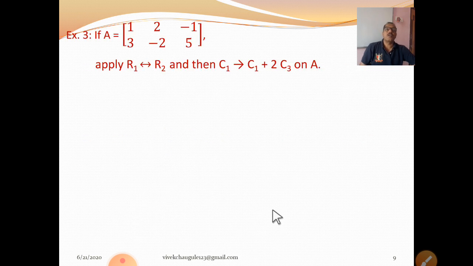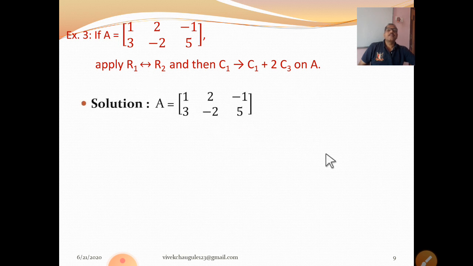This is the solution. Take another example. If A is equal to 1 2 minus 1, 3 minus 2 5, we have to apply R1 interchange R2, and also another transformation, C1 changes to C1 plus twice C3, on A. So the given matrix is A equal to 1 2 minus 1, 3 minus 2 5, and we first apply R1 interchange R2.